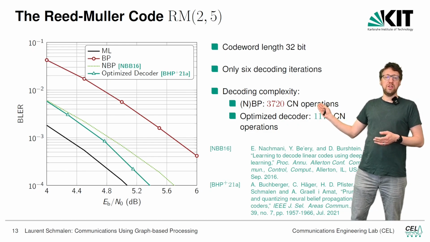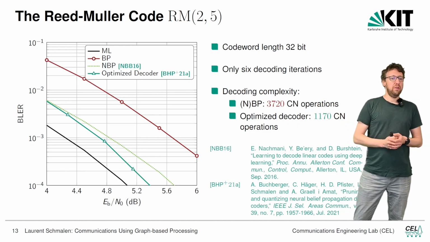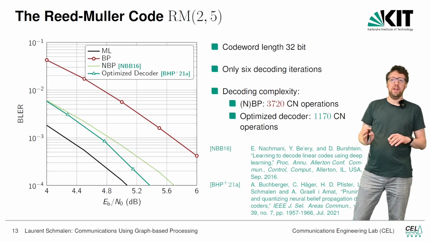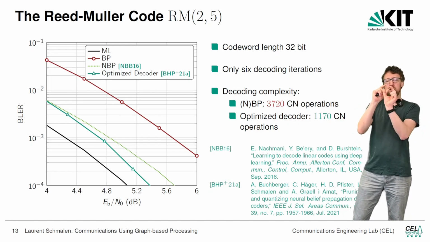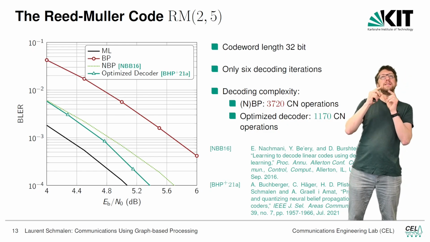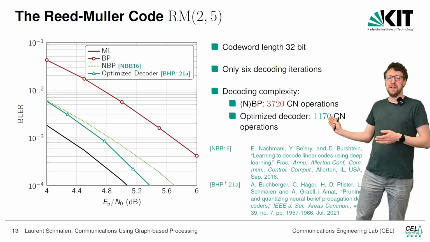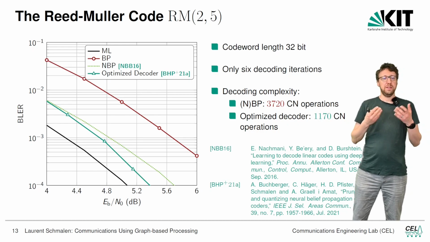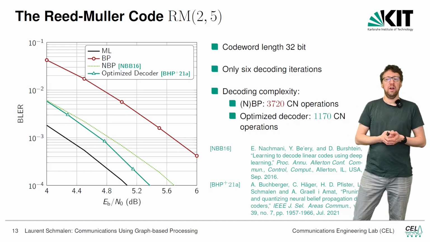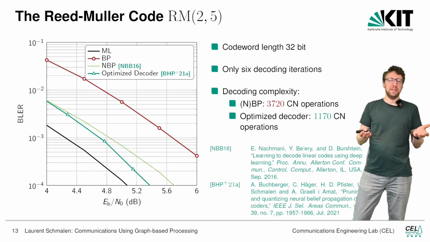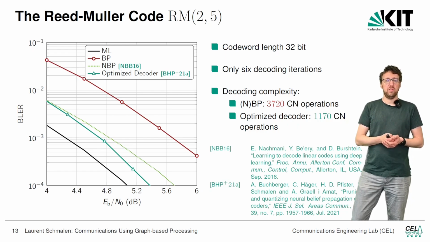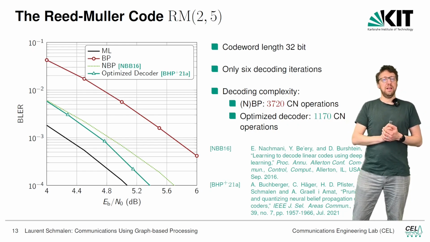So the belief propagation decoder and the neural belief propagation decoder use roughly 3,700 operations in these square nodes. And these square nodes essentially determine the complexity of the decoder. Now, the optimized decoder only has 1,170 operations. So it's a significant improvement of the complexity. The complexity is reduced by a factor of more than 3. So this is very nice because at the same time we have improved performance and we have reduced the complexity.